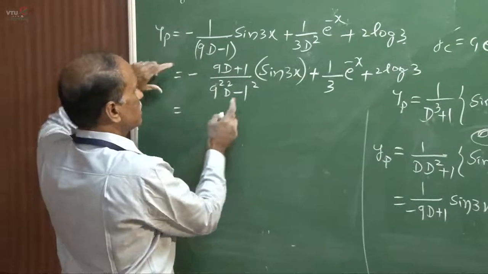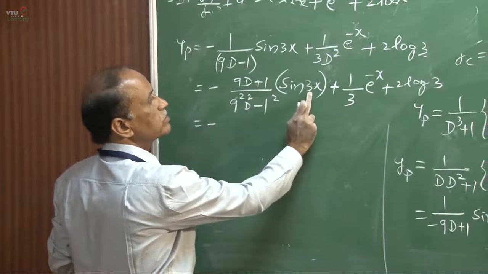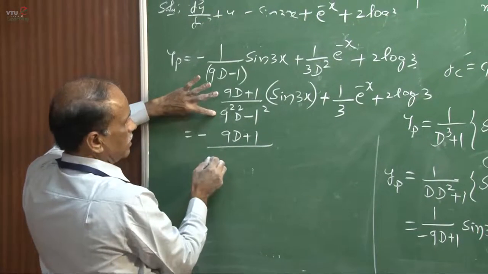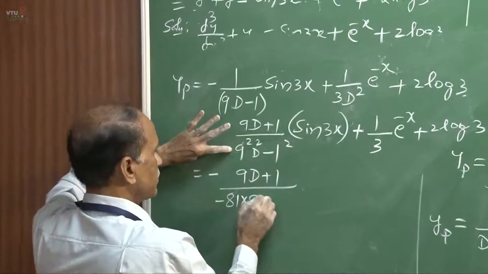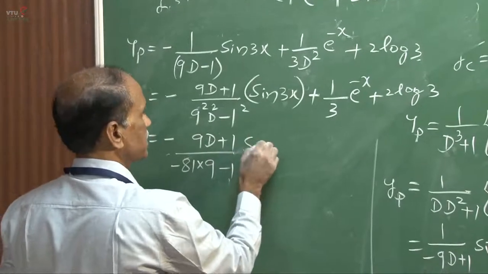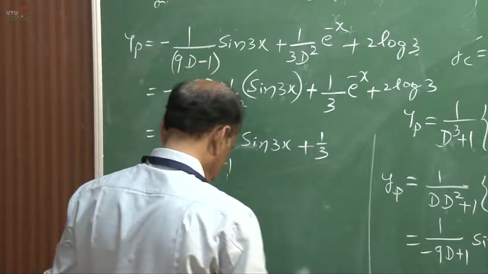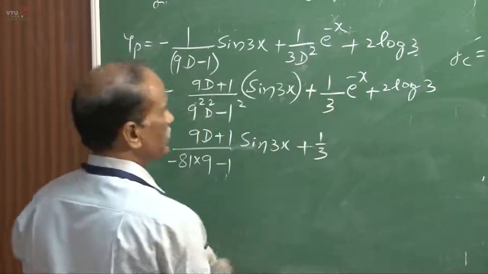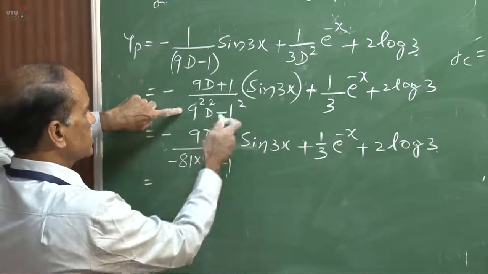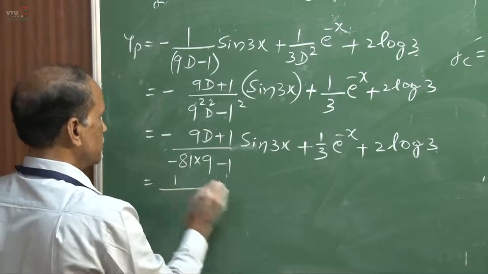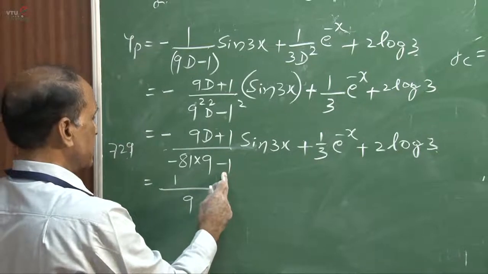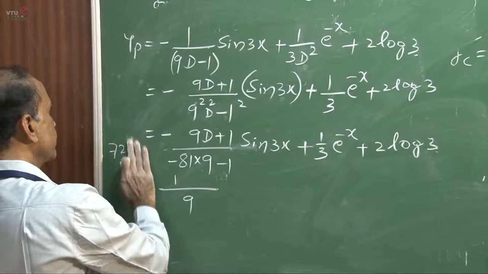Then finally, this becomes minus of 9D plus 1 divided by, and D square you are going to replace by 3 square with the minus sign, 81 into minus 9, because 3 square and minus 1. This is a constant operating on sine 3x, right, and plus 1 by 3 e to the power minus x plus 2 times log 3. This becomes minus sign, here also minus, here also minus, then you can cancel that minus, that is 1 divided by 9 ones are 9, 9 eights are 72, both are plus, and 72 means this is 729, will become 730.